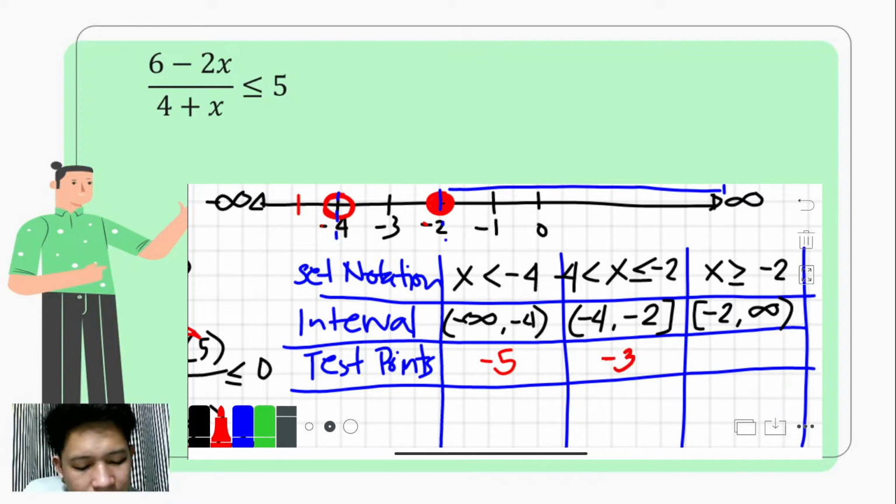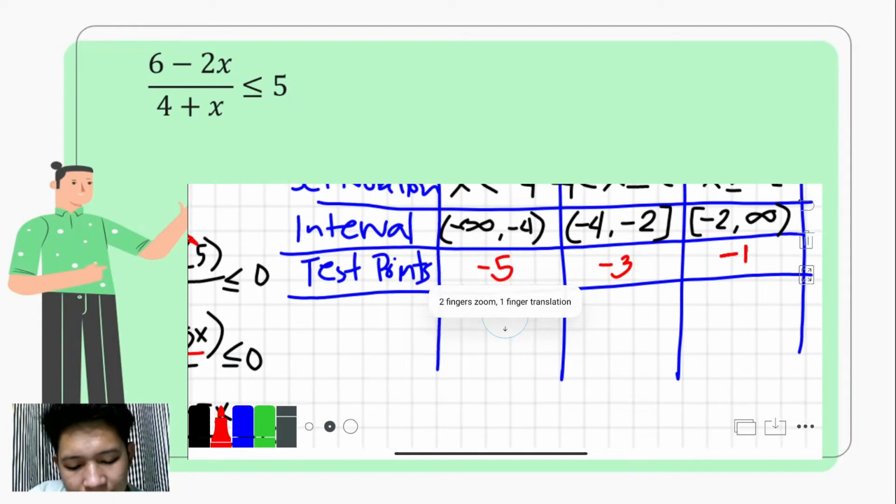And lastly, a test point for x is greater than or equal to negative 2. So, ang tanong dito, pwede ba natin gawing test point si negative 2? Yes, kasi nga included siya. But let us just go further. Okay? So, wag na lang muna natin gamitin si negative 2 para mas matest pa natin siyang mabuti. So, x is greater than or equal to negative 2. So, it can be negative 1 or 0 if you want. So, whatever makes you comfortable. Alright? So, sa akin, si negative 1.